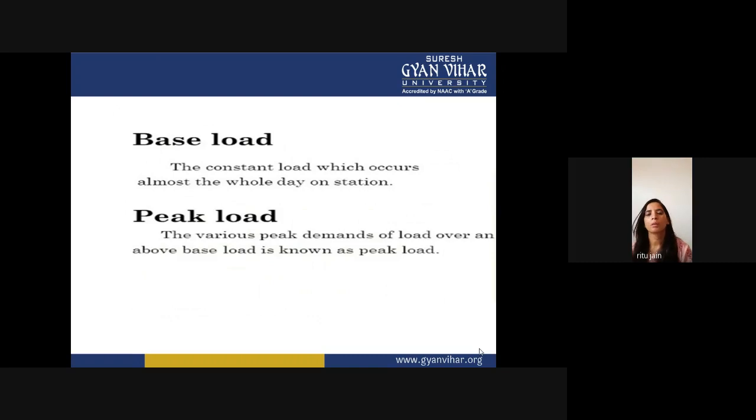Next, we come to the base load and peak load. So, what is base load? Base load is your constant load, the load which is not changing with time. Okay, so base load is not changing with time. It is almost the same the whole day. And peak load varies. The various peak demands of load over and above base load are known as peak load.